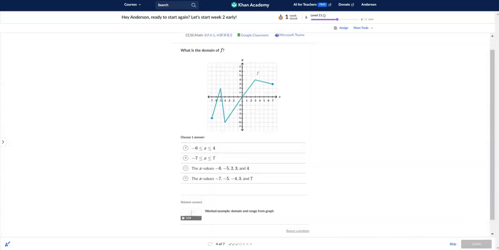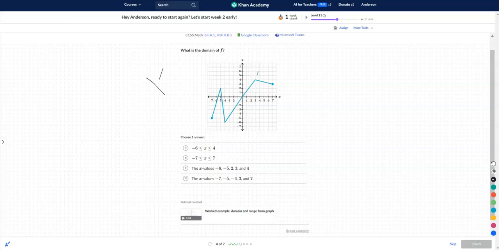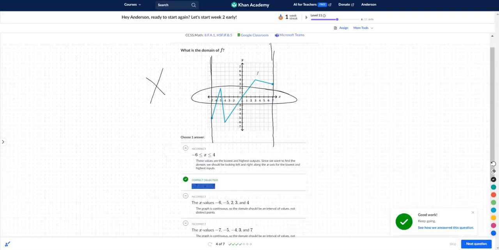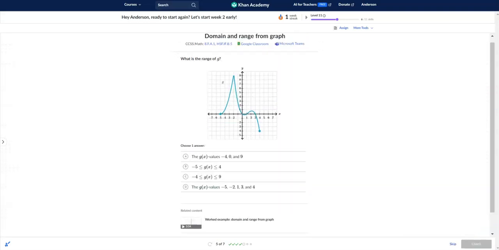Domain of F. So these are our x values, so these ones. We go as far left as -7 and as far right as +7. So -7 to +7. I actually want to do this assignment one more time because there's a question that did not pop up. Oh, we have more questions. Gotcha. I'll keep going until I get the question I want to see.